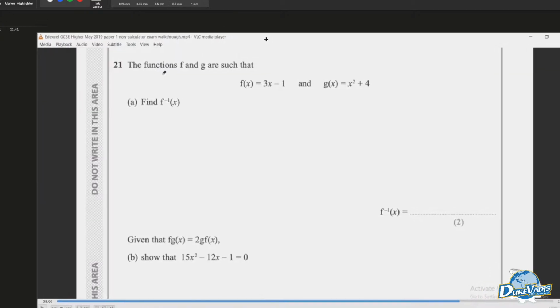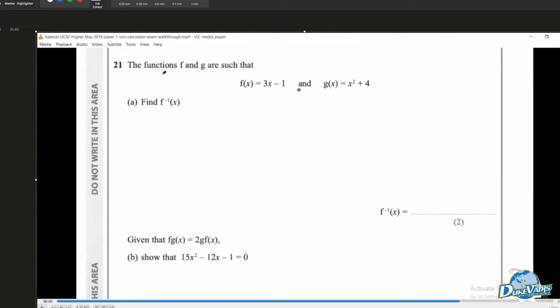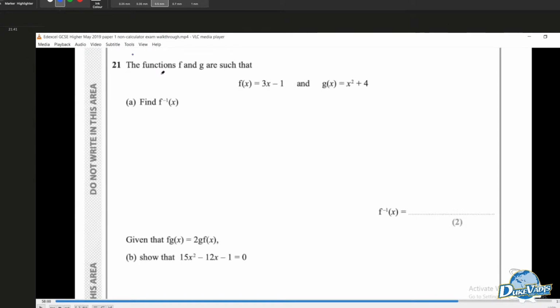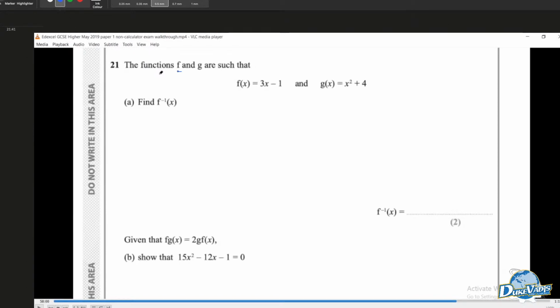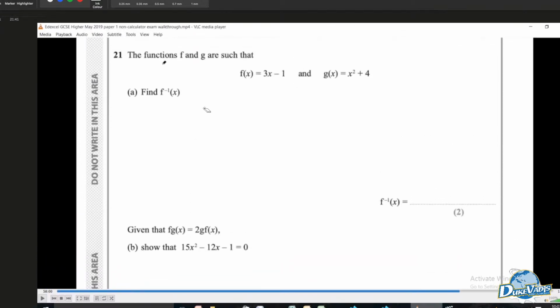This is the question given. 21. We have been given the function f. Let me clean it before I start. The function f and the function g are such that f of x is given as 3x minus 1 and g of x is equal to x squared plus 4. Find the f inverse of x. So let's tackle that.